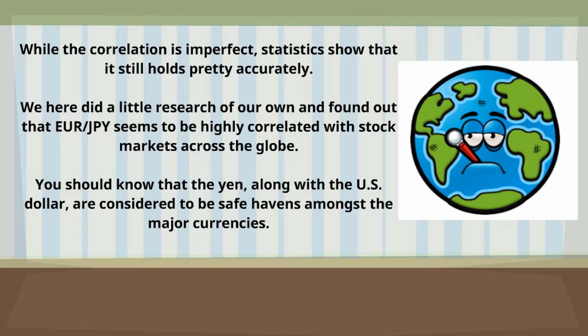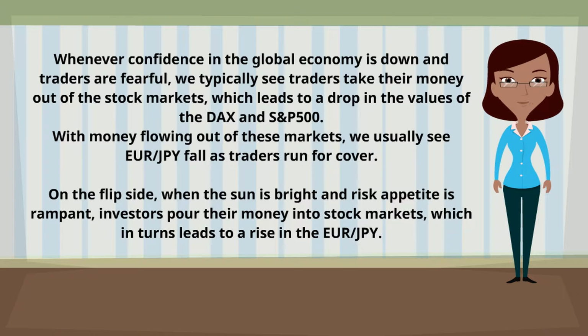We here did a little research of our own and found out that euro to Japanese yen seems to be highly correlated with stock markets across the globe. You should know that the yen, along with the US dollar, are considered to be safe havens amongst the major currencies. Whenever confidence in the global economy is down and traders are fearful, we typically see traders take their money out of the stock markets, which leads to a drop in the values of the DAX and S&P 500. With money flowing out of these markets, we usually see euro to Japanese yen fall as traders run for cover.